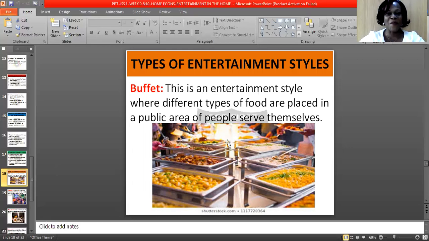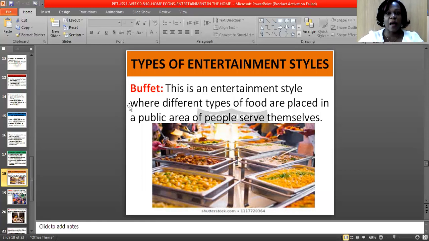Let's quickly look into types of entertainment styles. It is very important; types of entertainment styles matter a lot. Do you understand? We have buffet style, we have cocktail style, we have plate serving style, we have tray style, we have table style, and so on and so forth. Okay, let's quickly look at the buffet style.